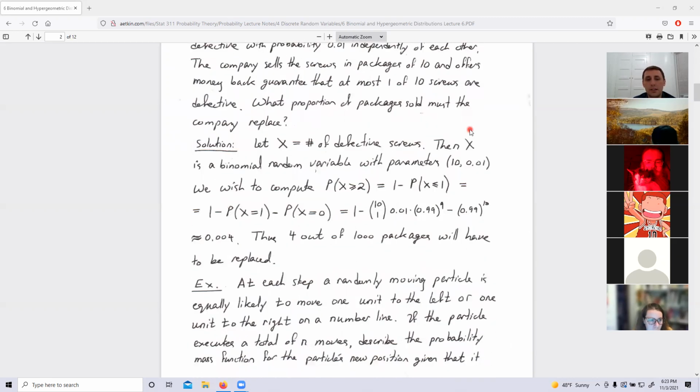All right, guys, here is the idea. X is the number of defective screws, and the binomial distribution has parameters 10. In other words, we have 10 trials for each screw, and the probability of success of finding a defective screw is 0.01. We want to calculate the probability that I have two or more defective screws, which is the same as 1 minus the probability of 1 or less. It's just easier to calculate 1 or less. So it's 1 minus probability x equal to 1 minus probability x equal to 0.